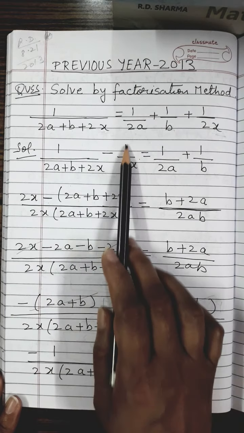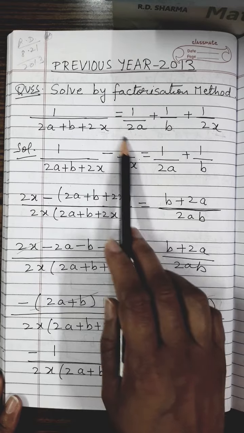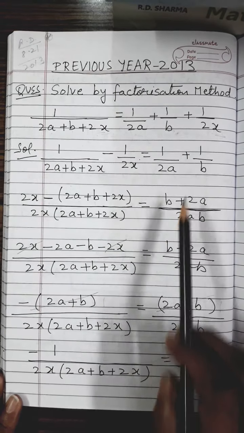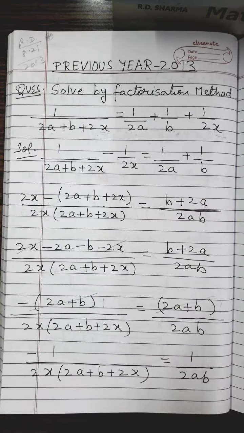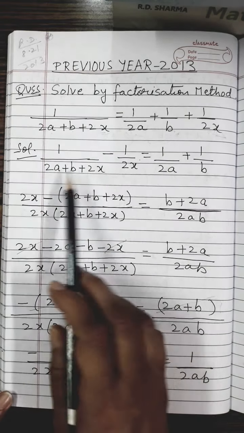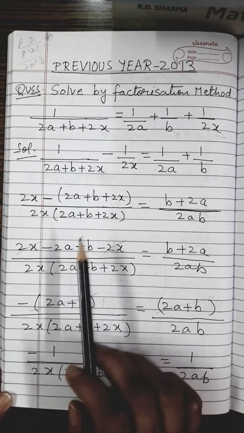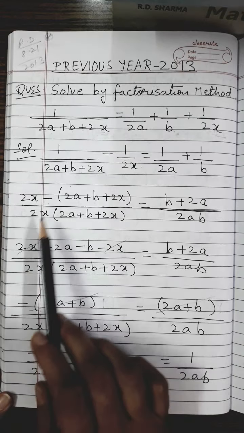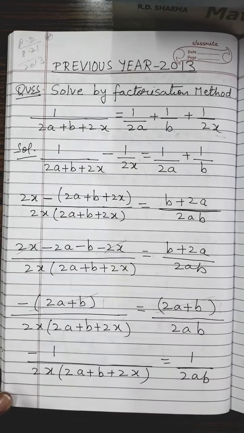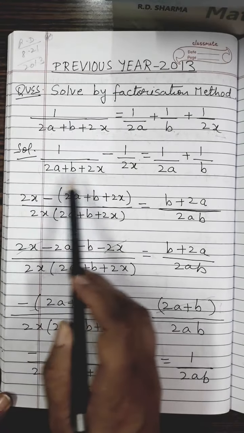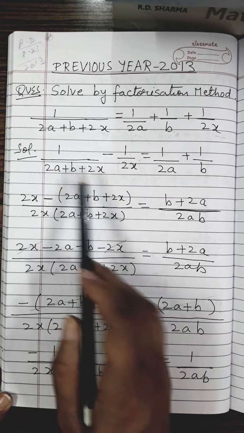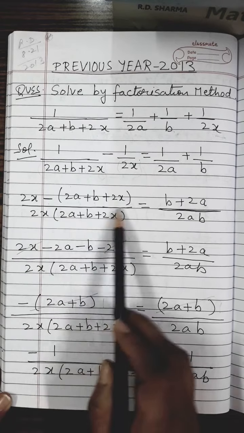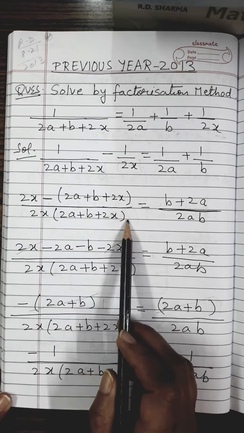So in the first step I bring 1 upon 2x on the left side, and these two terms a and b are constants. So these two terms as a whole are constants. So I keep them on the right side itself. Now, in order to combine these two terms, I will take the LCM. We have to subtract these two terms. I will take the LCM from the denominator, the same way as we do in the addition and subtraction of fractions. So what is the LCM of this denominator and this denominator? Simply the product of these two denominators. So I write the LCM as 2x into (2a + b + 2x).